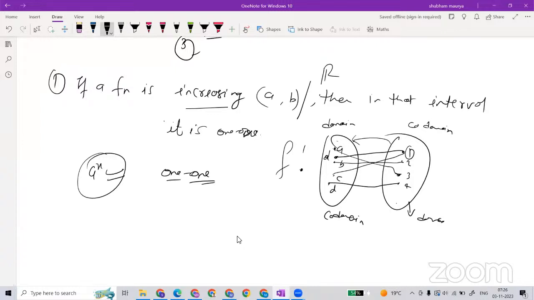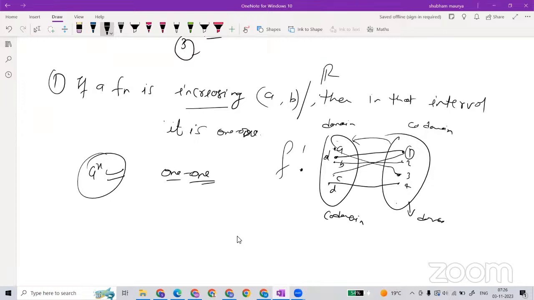As usual, in the 10th standard, or even the 12th standard, we used to say that if it is 1-1 and onto, then the function is invertible. But here it is enough to say 1-1. The reason is that we can bound the interval and talk about the inverse. So this is one part.